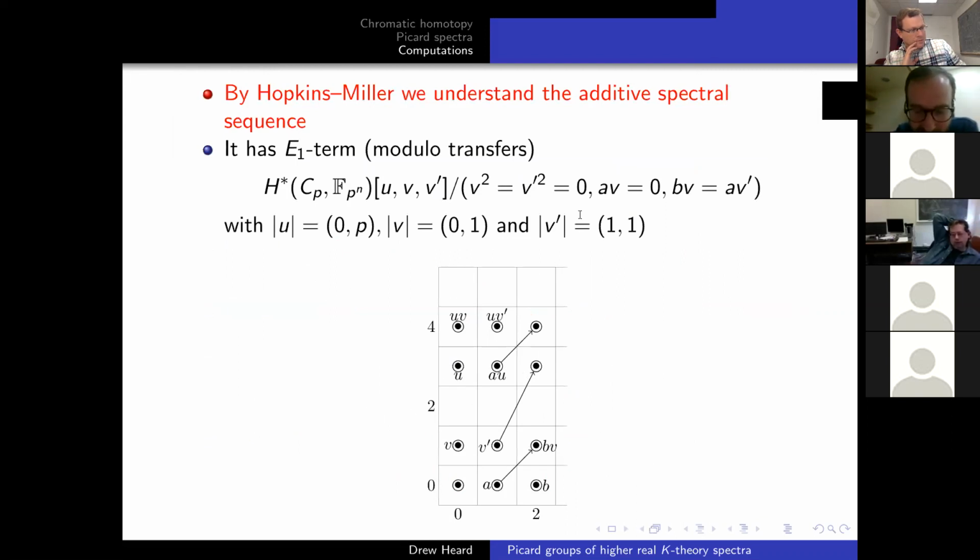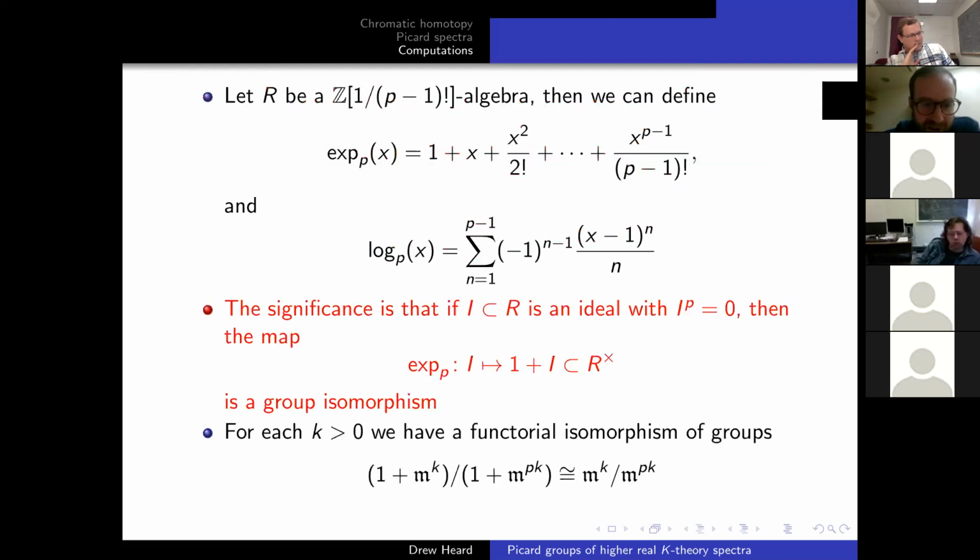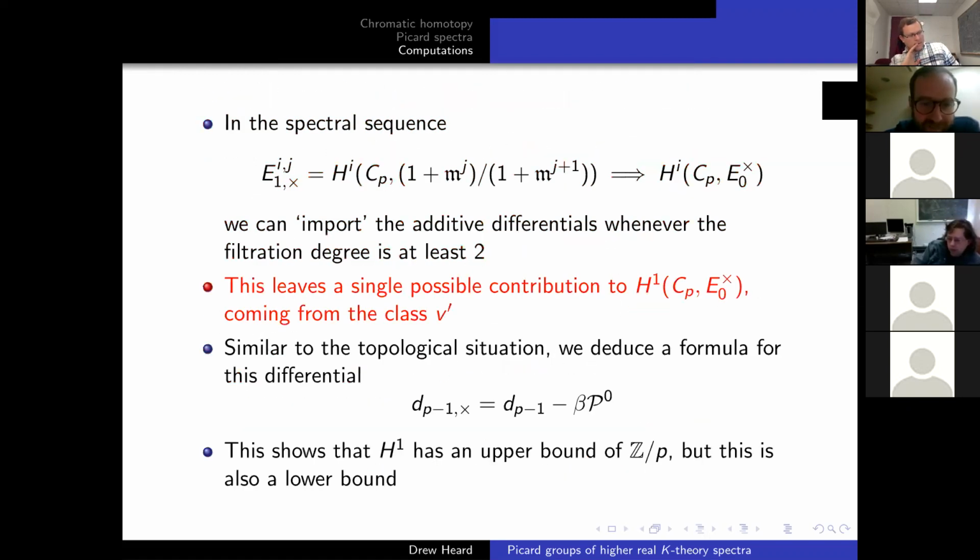We didn't draw this picture very well, but this means that the only possible contribution to H1, which is what we are trying to compute, can come from this class V prime here. Okay, so how do we get at this class V prime?